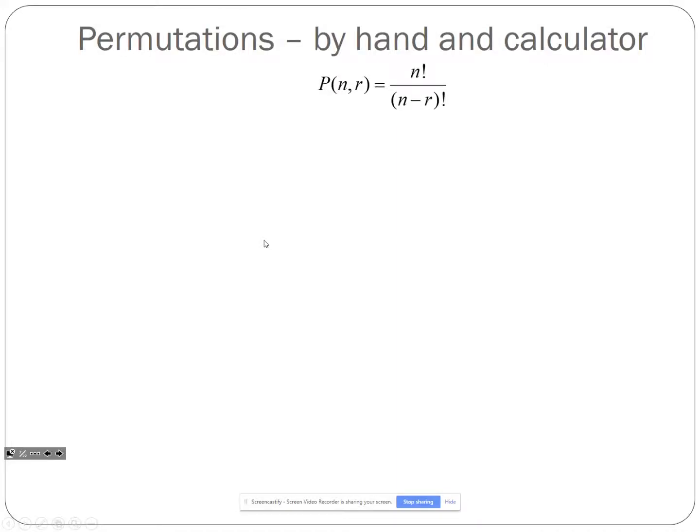Here we have an example of a permutation. We'll do it by hand and we'll do it by calculator. Now remember, guys, a permutation is used when the order that the objects are chosen matters.